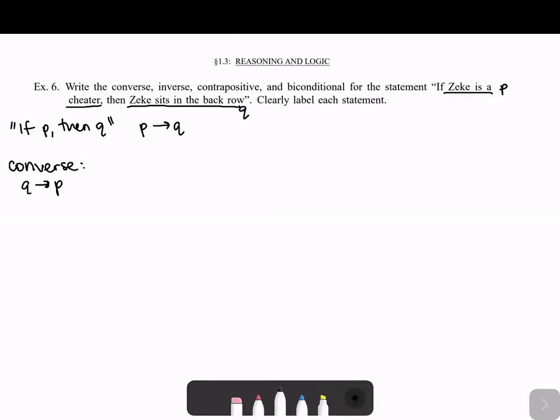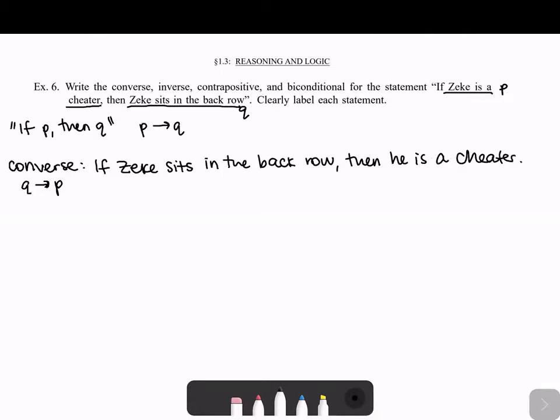So this is going to be written: if Zeke sits in the back row, then he is a cheater. Okay, so that's the converse.